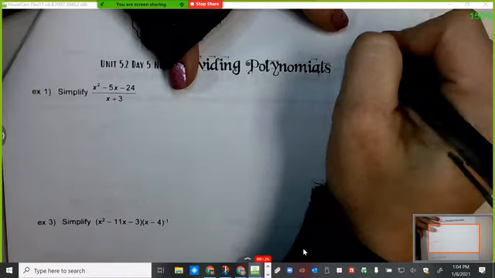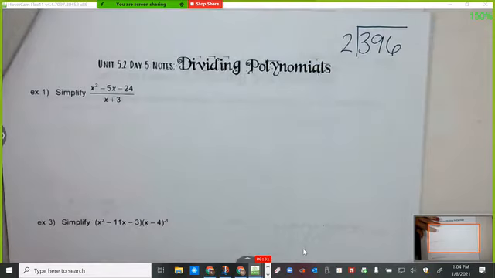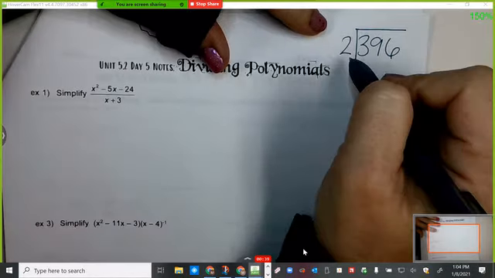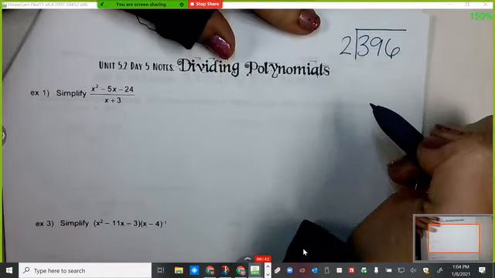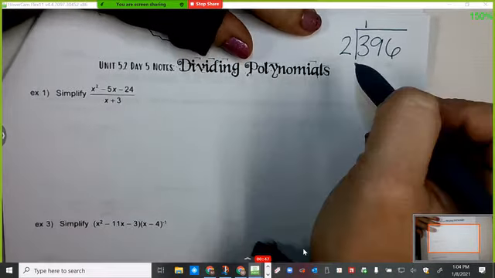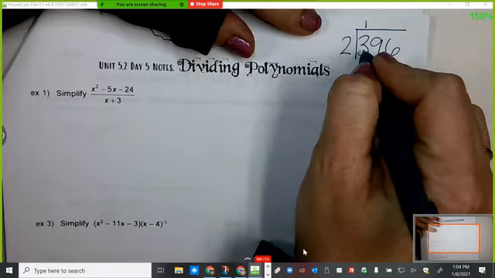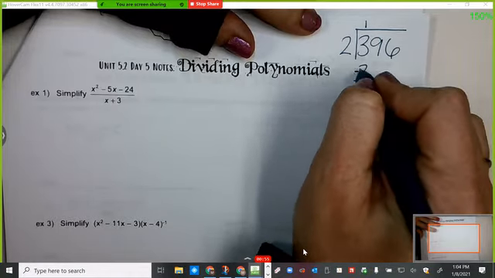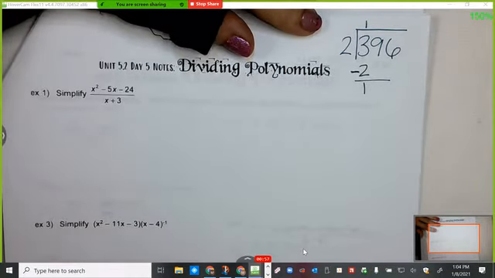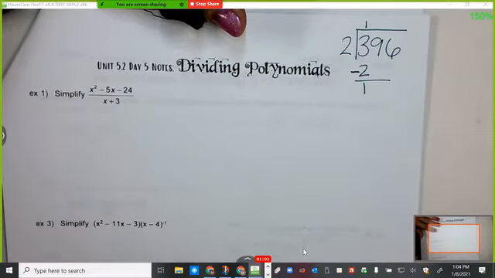Okay, so if I pick a number like 396 and I divide it by 2. How many times does 2 go into 3? Once. And then what do we do? We multiply. 1 times 2 is 2. And we find our remainder, right? 3 minus 2 is 1 by subtracting, right? Do y'all remember that? Long division? Does it at least look familiar? Yes. Okay, as long as it looks familiar.